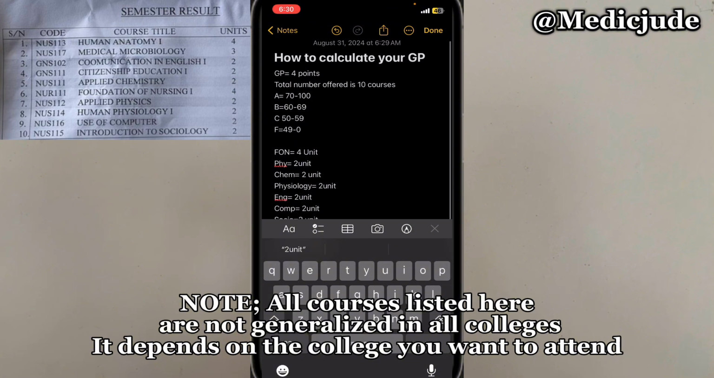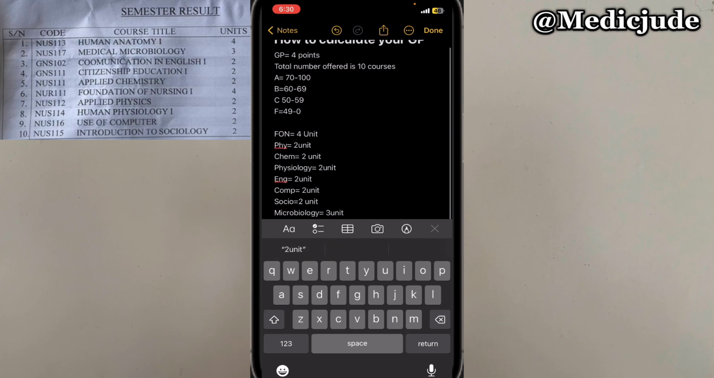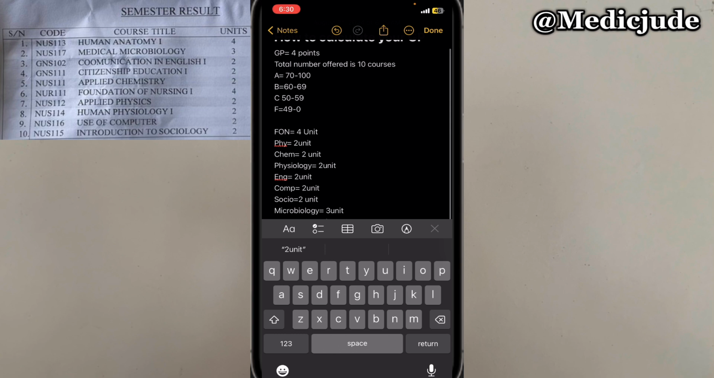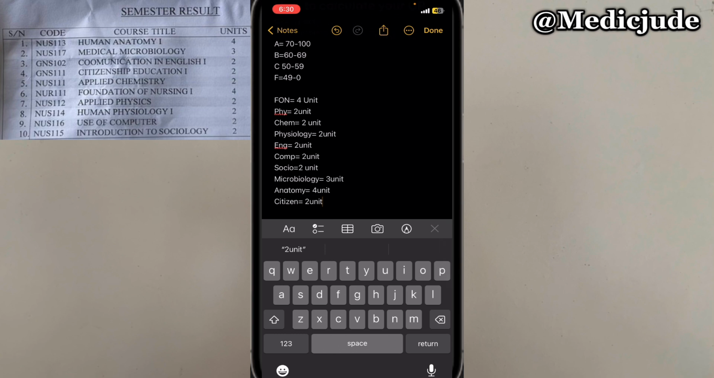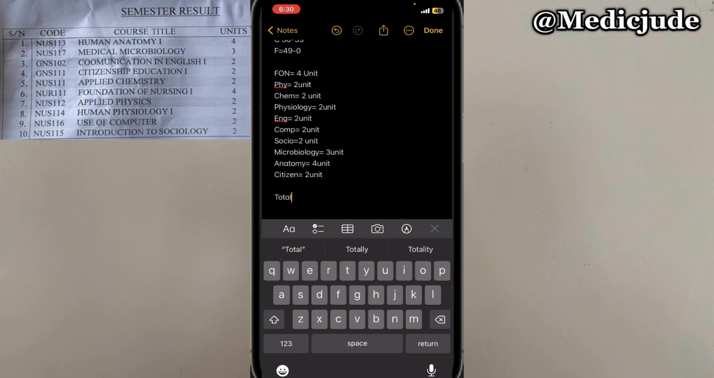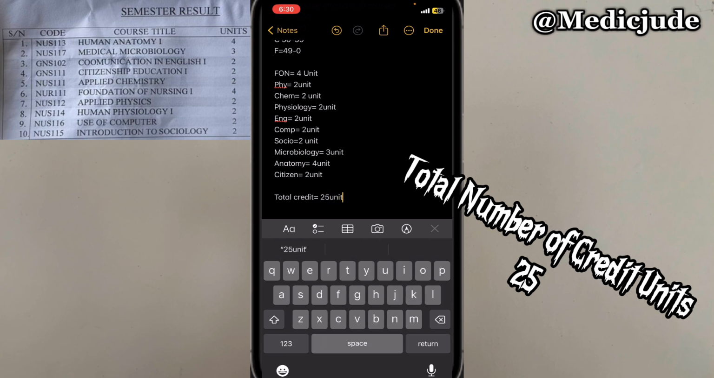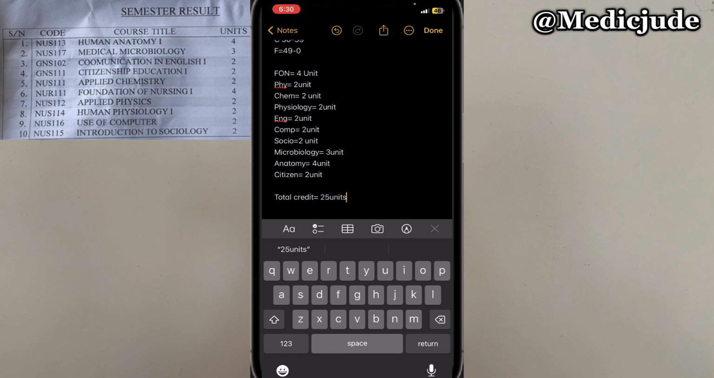So we have considered that the grade point is 4 points, total number of courses over 10. The grading system is 70 to 100 for A, 60 to 69 for B, 50 to 59 for C, 49 to 0 for F. So the credit units offered by each course. After that, next you need to place into consideration is the total number of credit units. The number of credit units we have here is a sum total of 25 units in total.